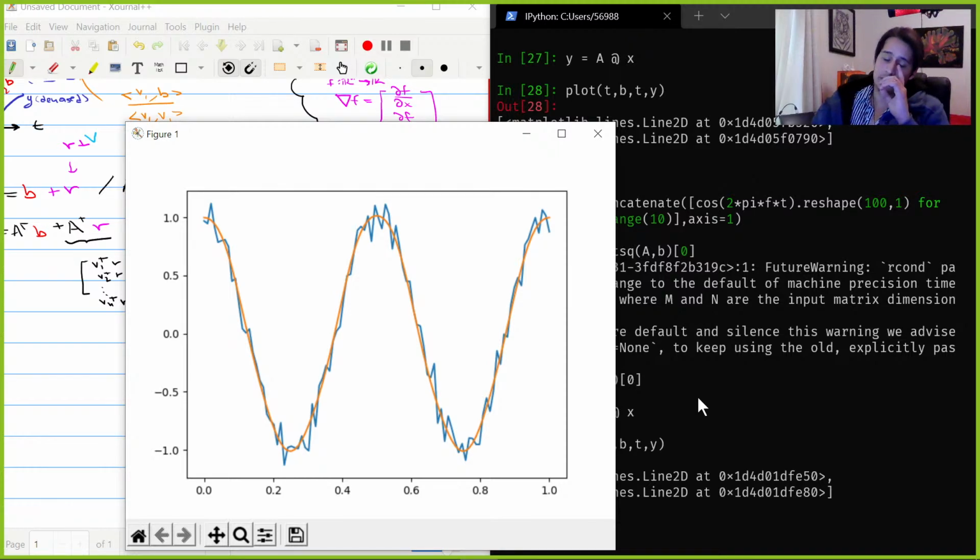And as you can see now, we have a function y that is smooth, but the original signal was not smooth at all. And that's basically because we restricted our solutions to a space of signals that are smooth.